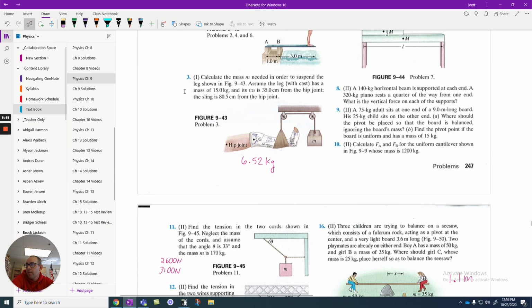Here real quick on number 3, just so we're clear, the hip joint is the pivot point. There's a torque down through her knee. That's her knee. Her leg is going to pivot down through her center of gravity. And then right here where this pulls up, the weight of this block is pulling up, giving a torque up. So we have a torque down and a torque up to cancel each other out. So try to use that same application.